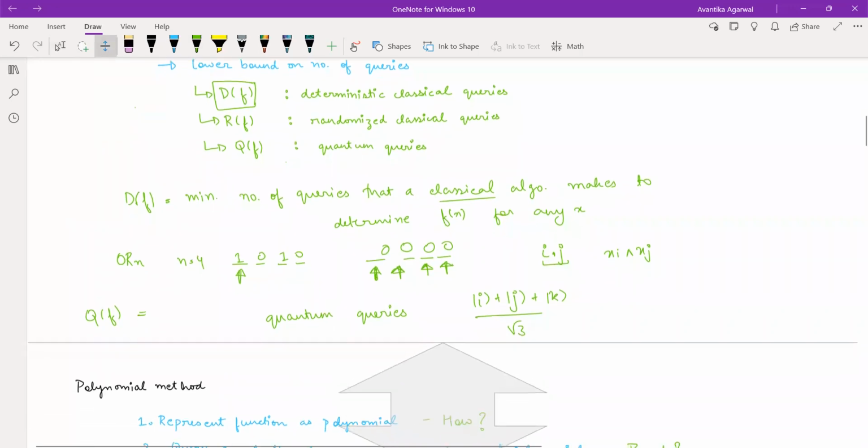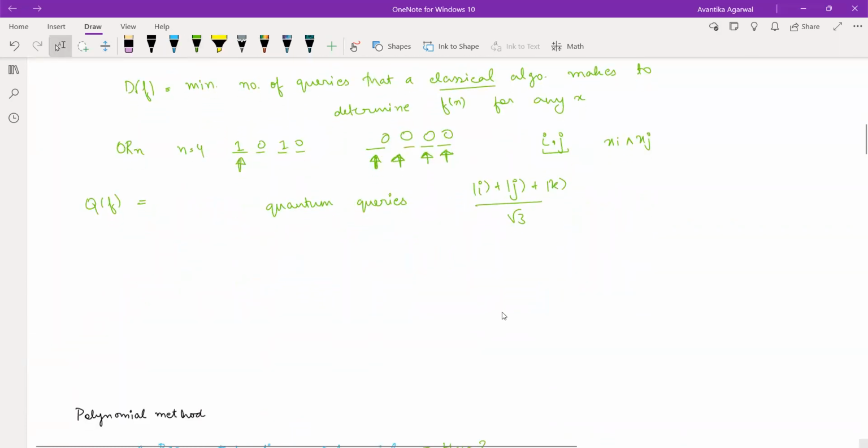Just for example's sake, I showed that for OR of n, the D of OR of n is basically n. So in the worst case, we'll need to query all of the bits of the input before being able to output something. And Q of OR of n, we saw in the last talk, is O(√n). And today we want to see whether it is also Ω(√n) or not.